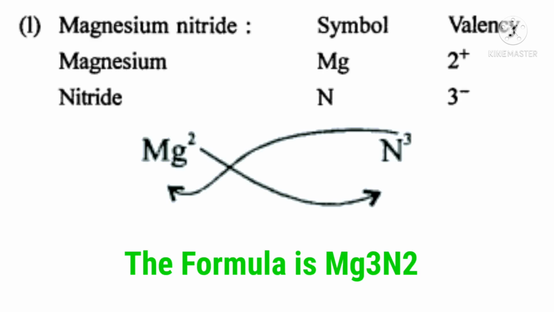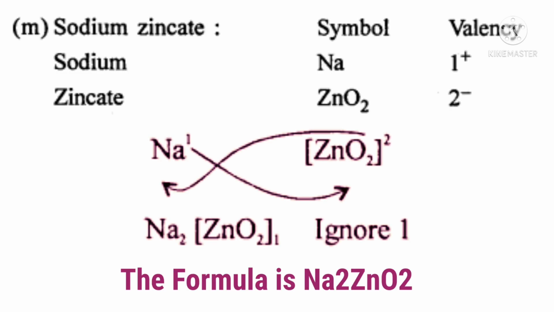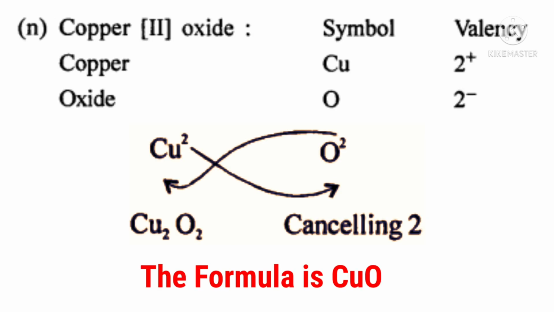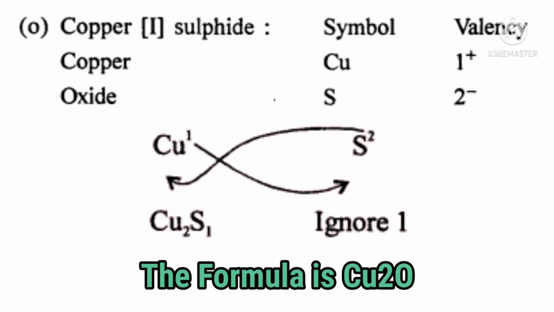Magnesium nitride. The formula will be Mg3N2. Sodium zincate. Zincate is ZnO2, valency 2. So Na2ZnO2. Copper(II) oxide. Roman numeral II means the valency of copper we shall take here is 2. So the 2 is cancelled. The final formula is CuO. Copper(I) sulfide. Valency of copper will be 1 here.